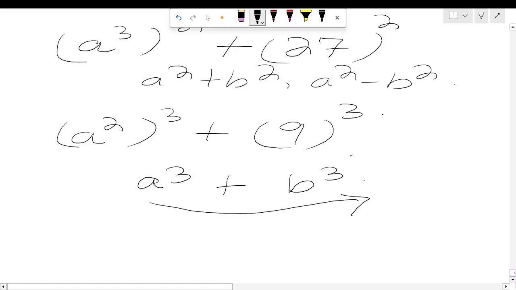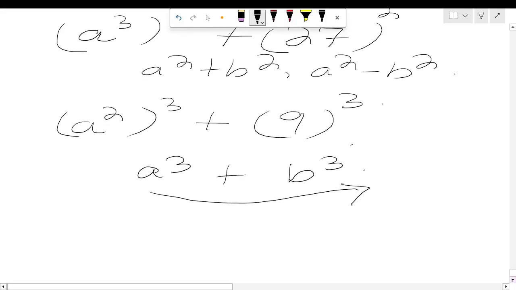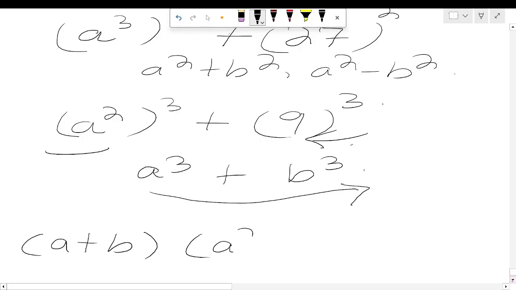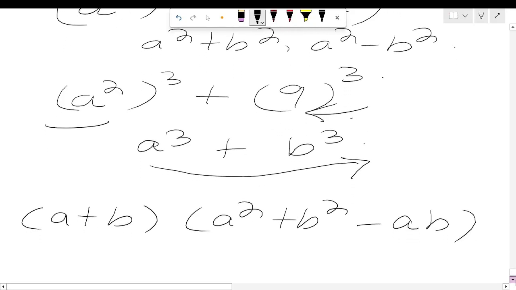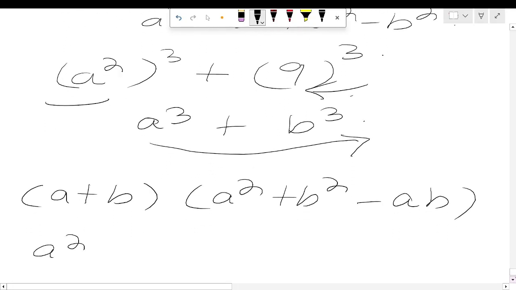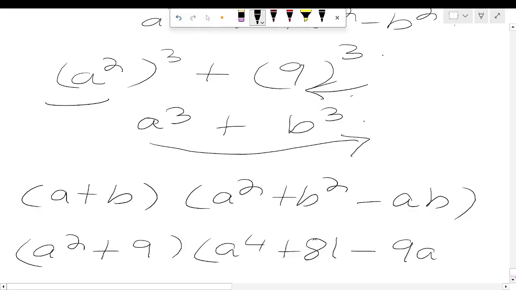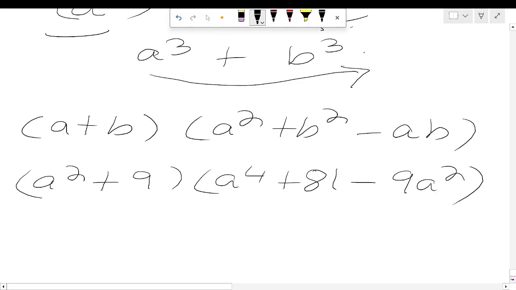So let's factorize it. Okay. So firstly, the value of a is a square and the value of b is 9. So a cube plus b cube, what does it state? It states a plus b, multiplied by a square plus b square minus a times b. Now I will place the value of a and then b. A was a square, so I will write a square plus 9, and then I will write a power 4, because a square squared will be a power 4, then 9 nines are 81, and I will write 9a square here. So this will be our final answer.